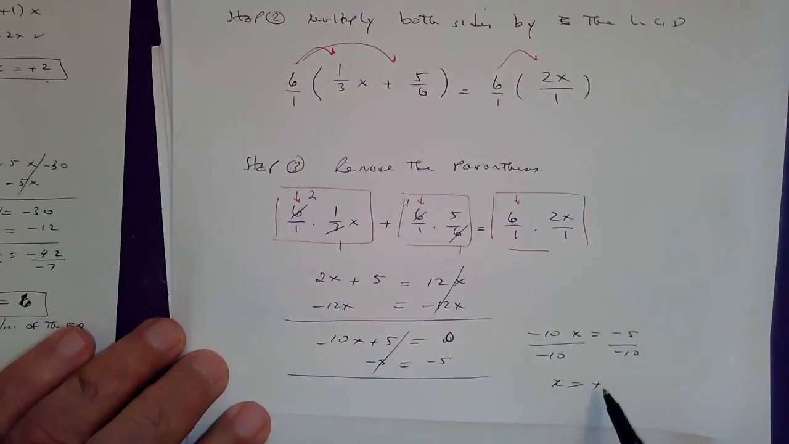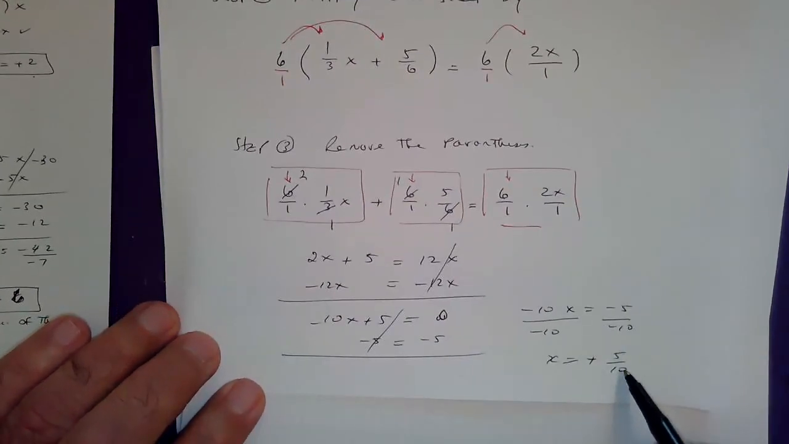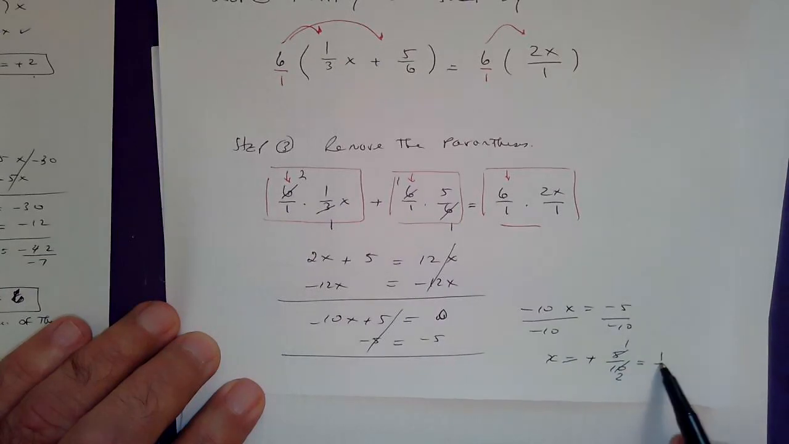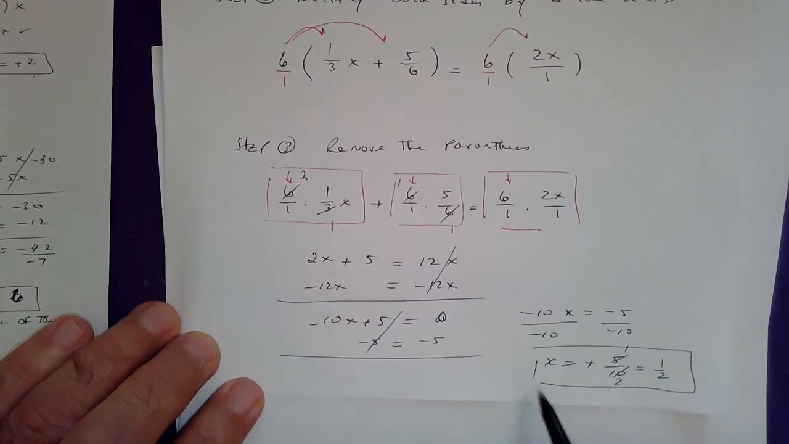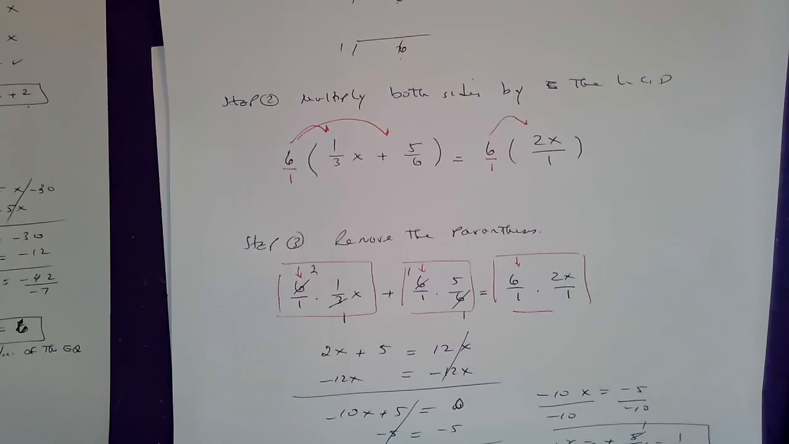And lo and behold, the answer is what? 5 over 10. But you reduce this to its lowest terms, dividing top and bottom by 5. So 5 goes into 5 once, into 10 twice. So the final answer is what? 1/2. And that pretty much concludes section 2.1.